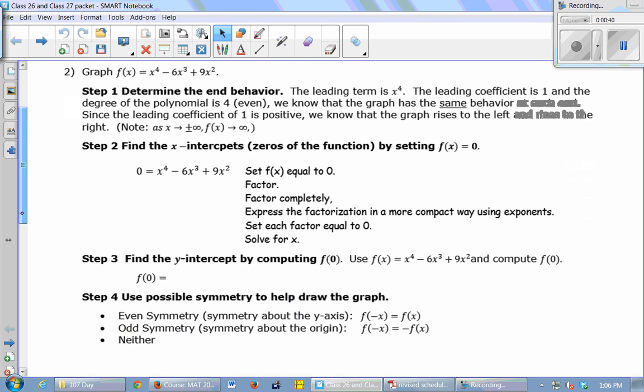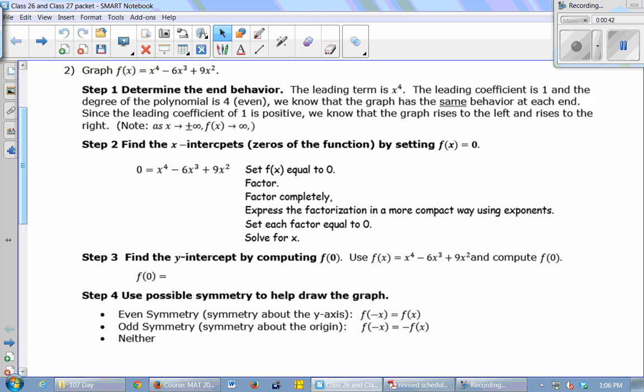So if I want to graph x to the fourth minus 6x cubed plus 9x squared, step 1 is going to be determine its end behavior. My leading term is x to the fourth, leading coefficient of 1, and the degree is 4, which is even. Because the degree is even, we know that the end behavior is the same at both ends, either both up or both down, right? Even degree, same end behavior. And since the leading coefficient is positive, both end behaviors are up.